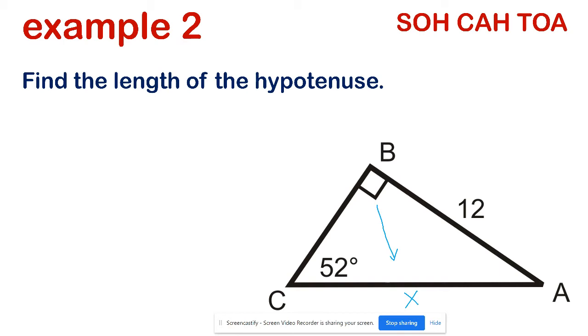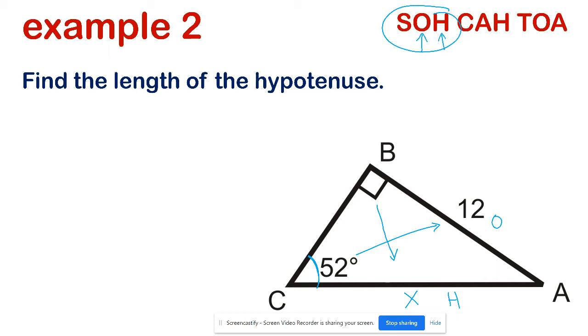So now I want to figure out what other side I'm dealing with. So x is the hypotenuse. This is my reference angle right here. It's the 52. The 12 is opposite the 52. It's across from the 52 on the other side. So 12 is the opposite. So what I'm dealing with here is I have the opposite side that I know already, and I have the hypotenuse that I'm looking for. So what I'm going to be using is sine. Sine uses the opposite and the hypotenuse.